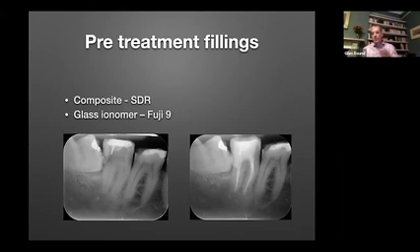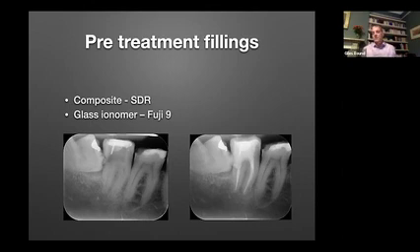So remove all those bits of decay. I used an SDR for her. Build that up with composite, and then you've got a nice easy treatment. Next time you haven't got to worry about restoring, because all you've got to do is restore the occlusal hole. So it makes your job next time much easier. But really good thing to do.